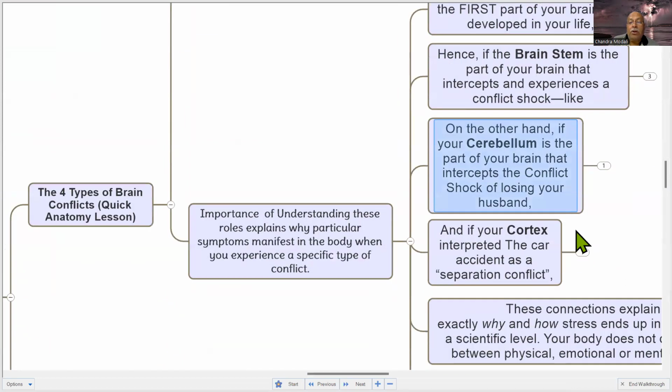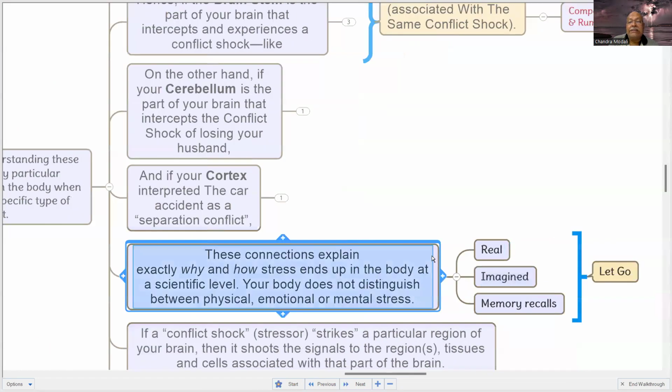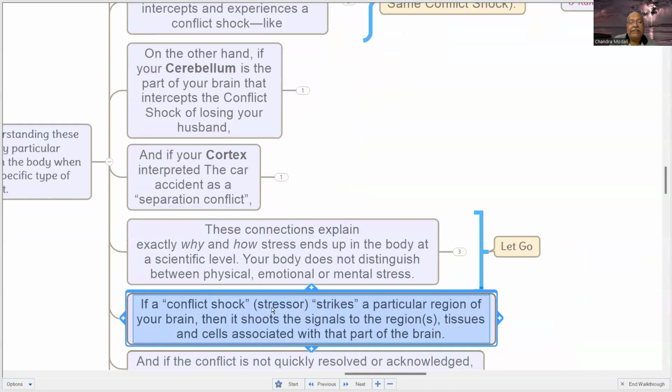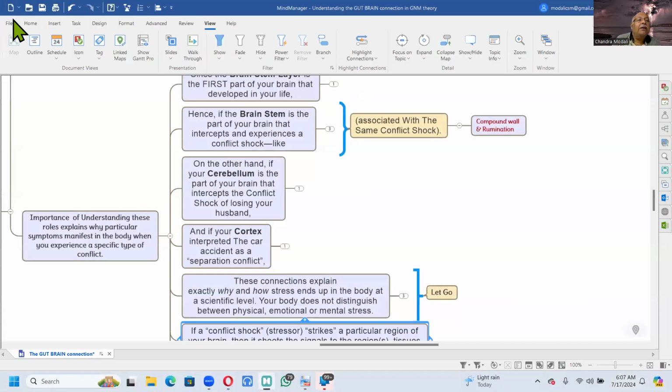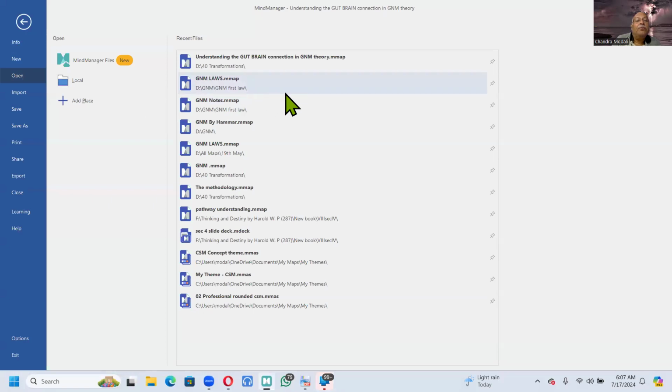Right? So now what does it mean? These connections explain this, right? If a conflict shock, that is basically the one that is causing you the stress, strikes a particular region of your brain, then it shoots the signals to that region, the tissue and cells associated with that part of the brain. The moment the tissues and cells associated with that part of the brain, right?